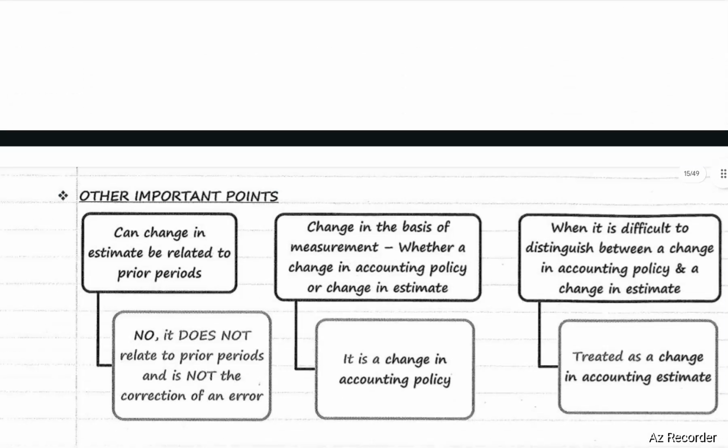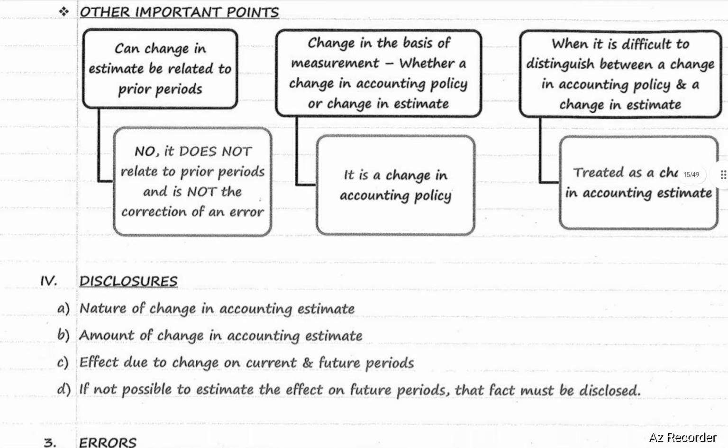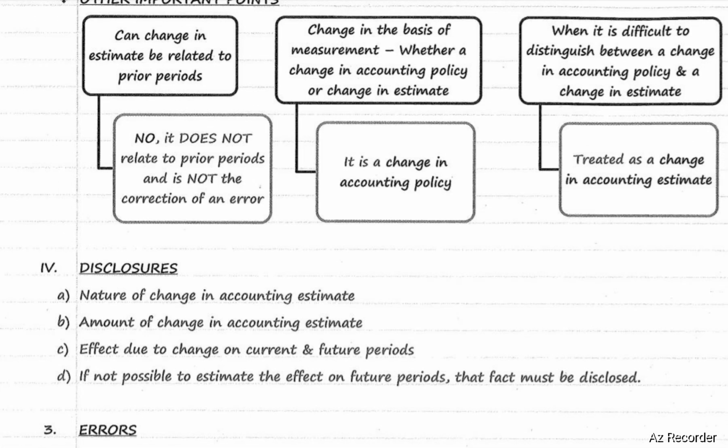Other important points. Can the change in estimate be related to prior periods? The answer is no. It does not relate to prior periods, and is not the correction of an error. Change in the base of measurement, whether it is a change in accounting policy or change in accounting estimate? It is a change in accounting policy. When it is difficult to distinguish between a change in accounting policy and a change in accounting estimate, treat it as a change in accounting estimate and give prospective effect.